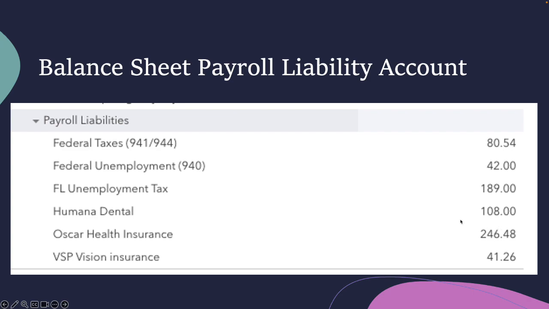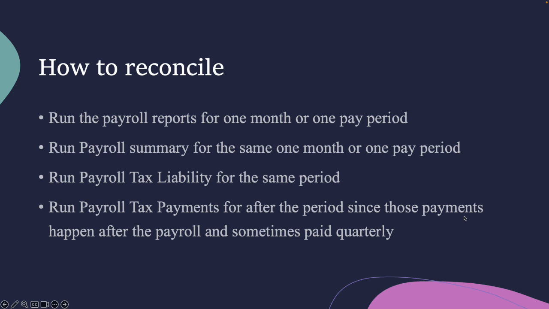Okay. How to reconcile. So you're going to run the payroll reports for one month or one pay period. You're going to run the payroll summary for the same one month period. Those two are the same period. And you're going to run the payroll tax liability for the same period. So all of those for the same one.